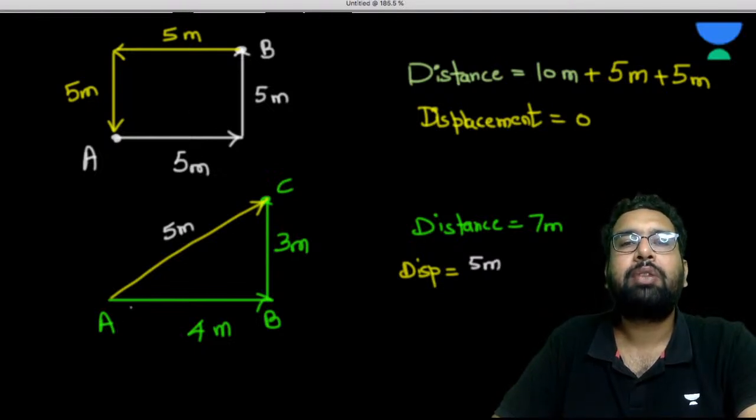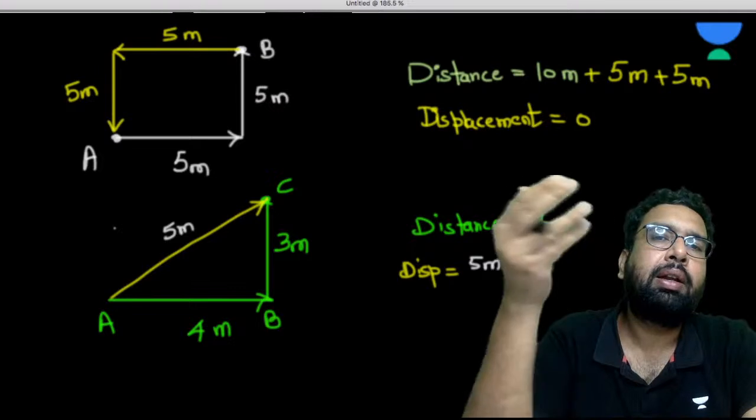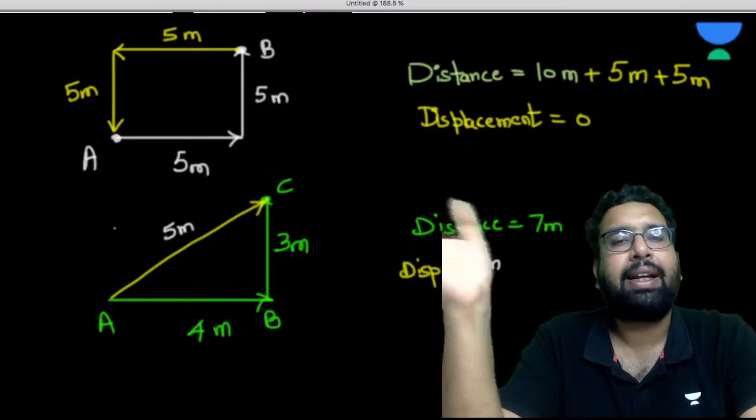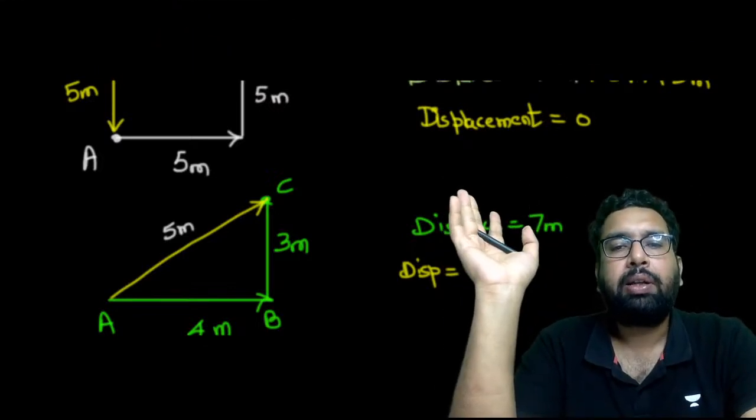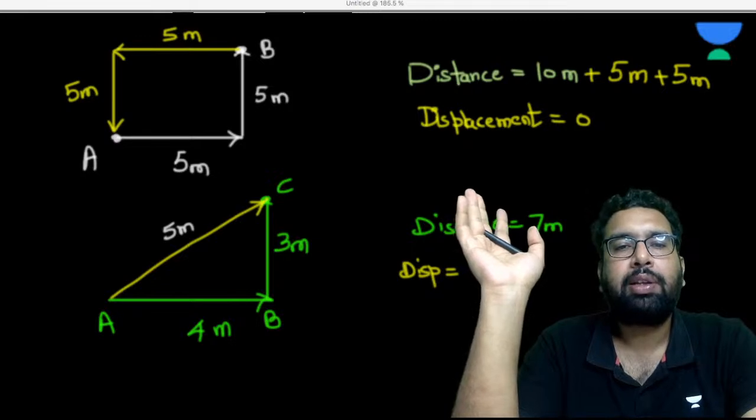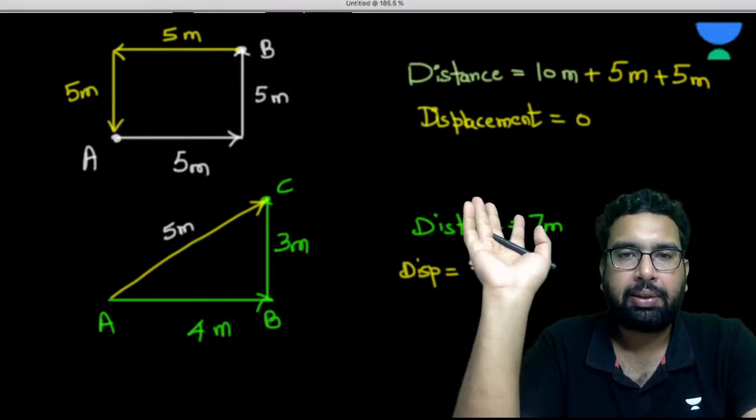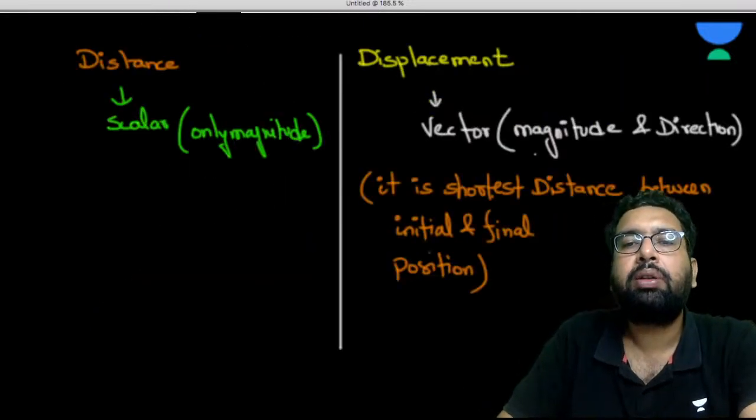Here the displacement is 0 meter. So basically the displacement depends upon the initial and the final position of any particular object, particle, a boy, body, anything. Right? I hope the displacement thing is clear to you guys. What is the displacement? What is the distance? Very, very simple. So basically displacement is the shortest distance between initial and final position.